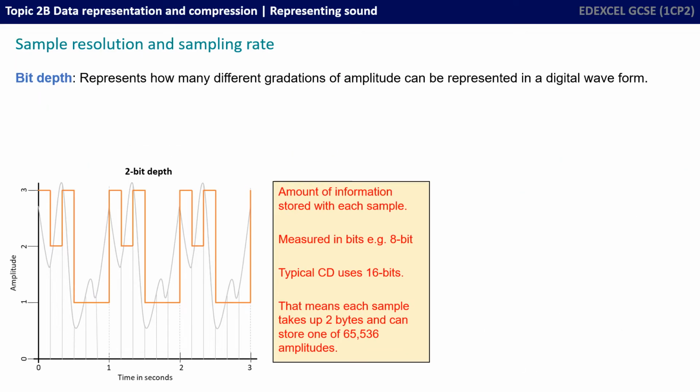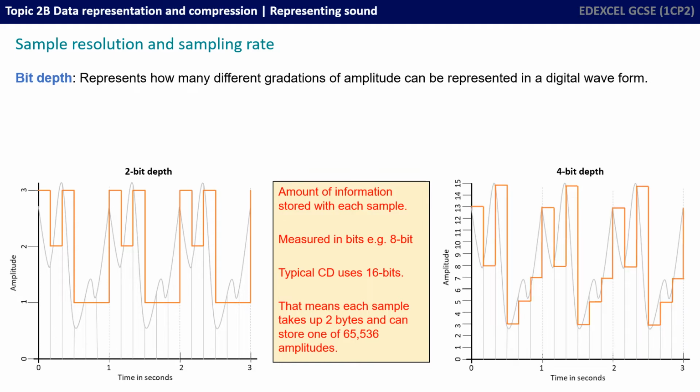At each sample, the analog wave is stored in binary to the closest value possible depending on the bit depth. The number of bits used for each sample is known as the fidelity, the sample resolution, or in the case of your exams, the bit depth. And the total range of numbers is referred to as the bandwidth.